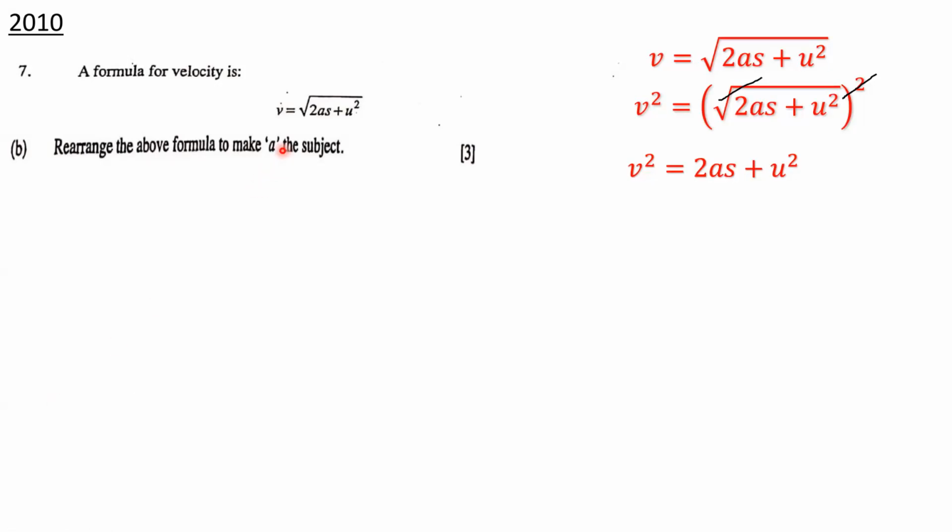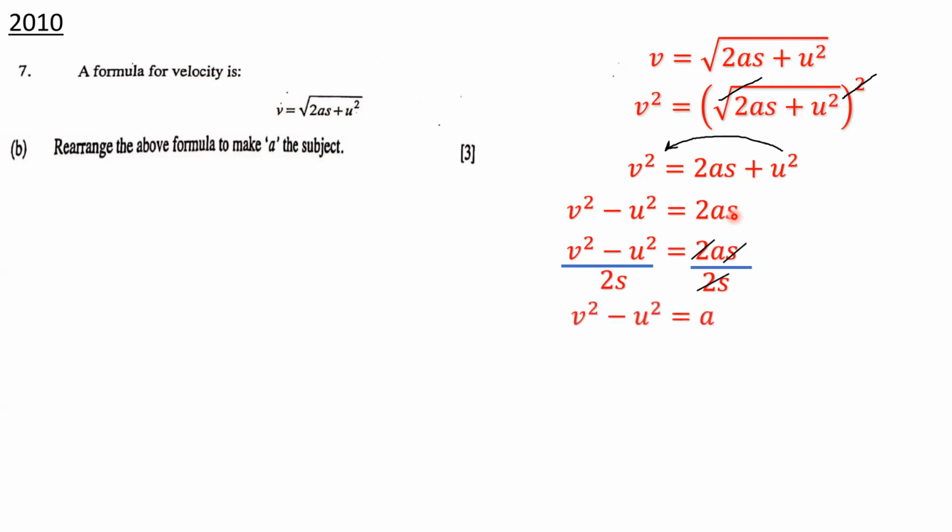We still want to make A the subject of the formula. So let's send the U squared over the equal sign. And so we have V squared minus U squared is equal to 2AS. We don't need the 2 on this side, and we definitely don't need the S on this side. And so we're going to divide both sides by 2S. And so we cancel. We are left with A on the right-hand side, and on the left-hand side, we have V squared minus U squared all over 2S. And so A is equal to V squared minus U squared all over 2S.